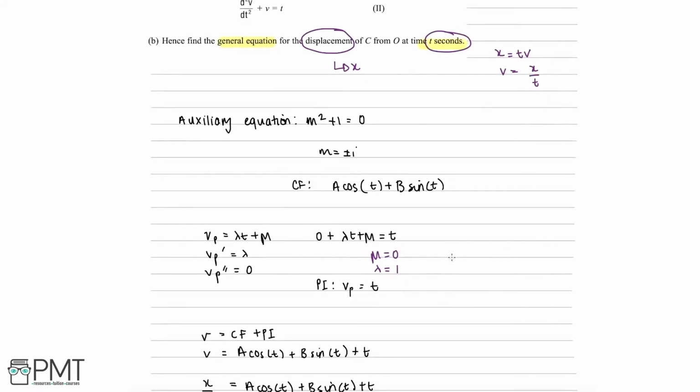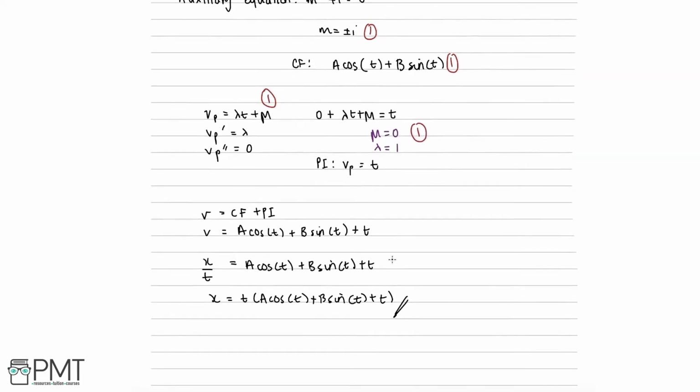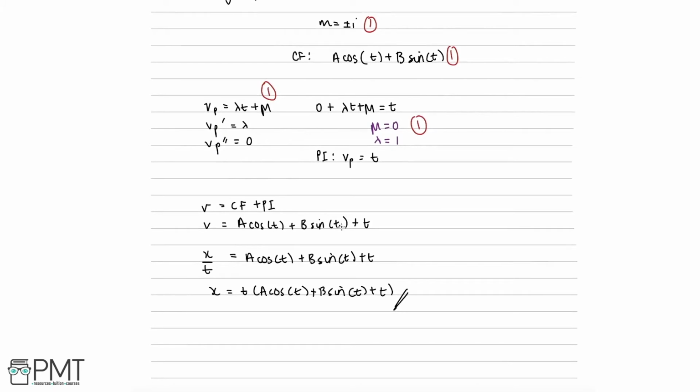So now that we've answered our question, let's find out where the marks are. You get 1 mark for solving the auxiliary equation. You get another mark for finding the complementary function, so a cos t plus b sin t. You get another mark for finding the general form of the particular integral, so lambda t plus mu. Any constants would be fine over here as long as it's of a linear form. You get another mark for differentiating and solving in order to find lambda and mu. You get another mark for writing down the correct solution of v, so v is equal to a cos t plus b sin t plus t.